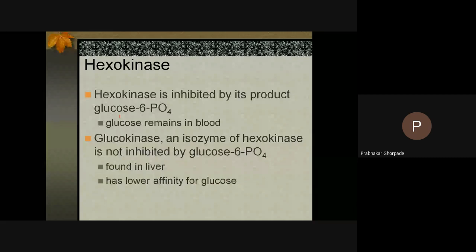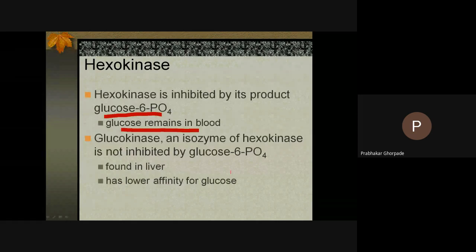Now hexokinase. Hexokinase is inhibited by its product, glucose 6-phosphate. So there is a negative feedback inhibition: glucose is converted into glucose 6-phosphate by hexokinase, but the glucose 6-phosphate formed in the hexokinase reaction itself may inhibit the hexokinase reaction. So this glucose remains in the blood.